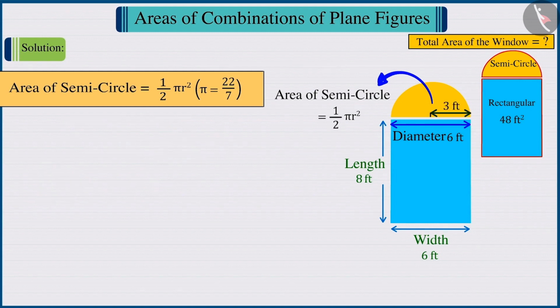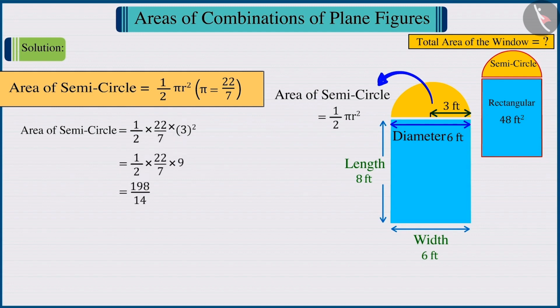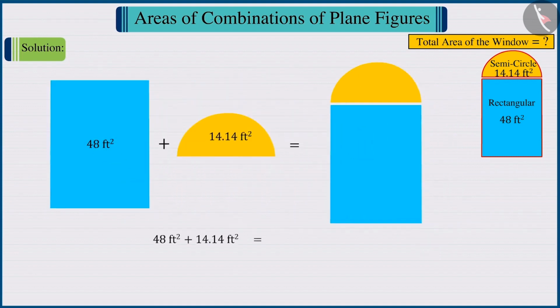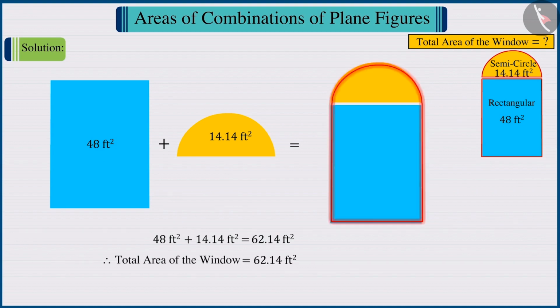Hence, placing the value of r in the formula for finding the area of a semicircle and solving, we obtain the area of the semicircle, that is, the area of the upper portion of the window, which is 14.14 square feet. If we add the areas of these two figures, then we get the total area of these as 62.14 square feet. From this, we can say that the total area of the window is 62.14 square feet.